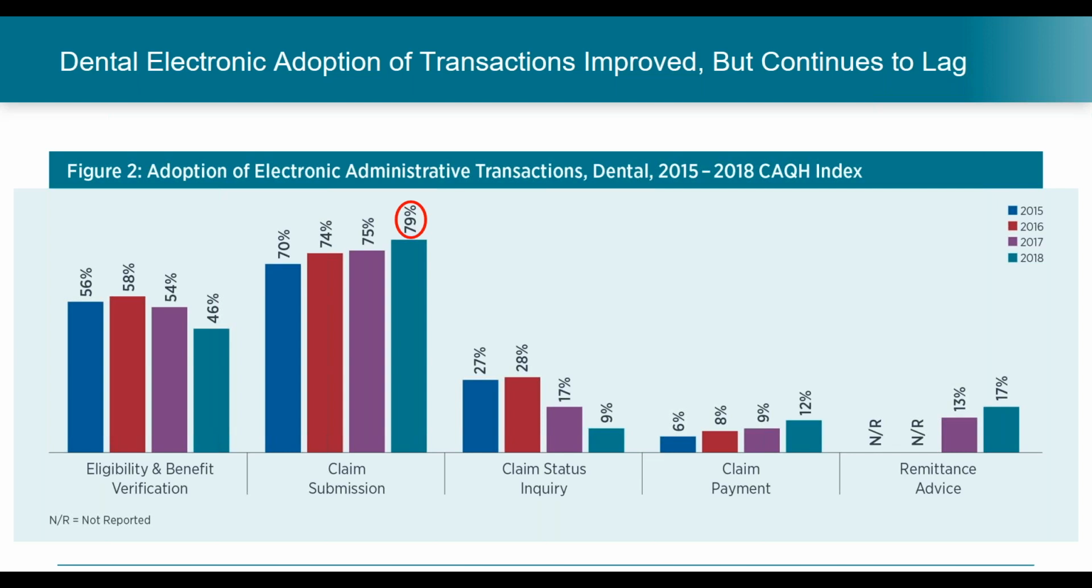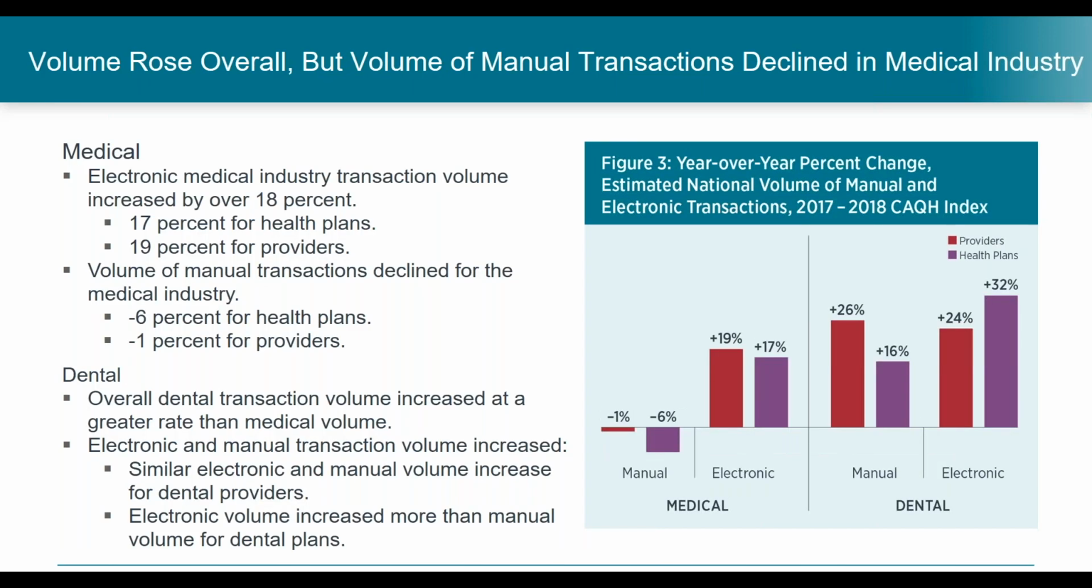When we're thinking about adoption for these two transactions, it's interesting to note the volume as well as manual use. Looking at overall volume, we see that the volume increased for all but manual medical transactions, which saw a drop. You'll see that the electronic transactions on the medical side increased by about 18%. On the dental side, you'll see that volume increased for both manual and electronic transactions by over 15%.